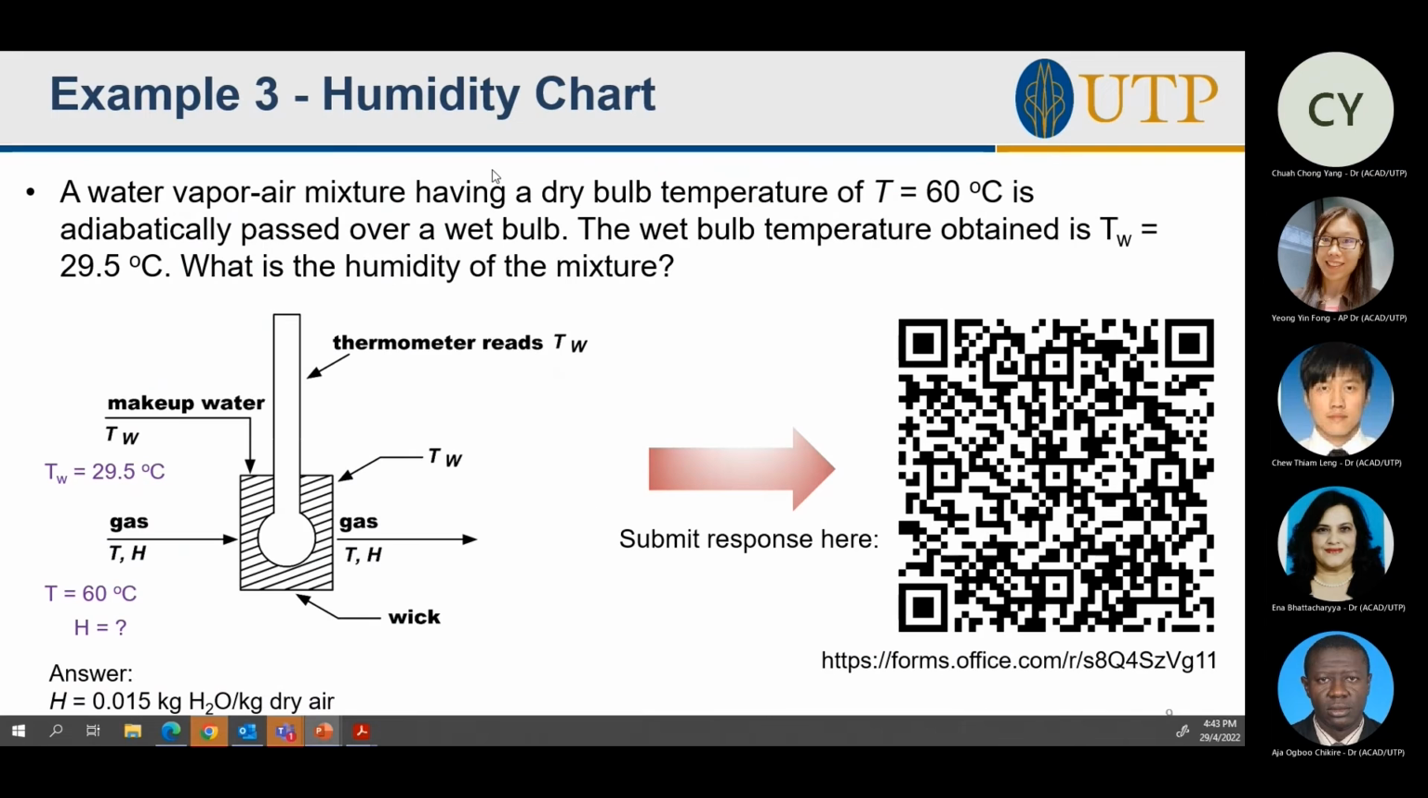And then the third example also relates to this type of question. What I do in the class is give a simple example and then give them a bit of time to submit. So this is the third example.